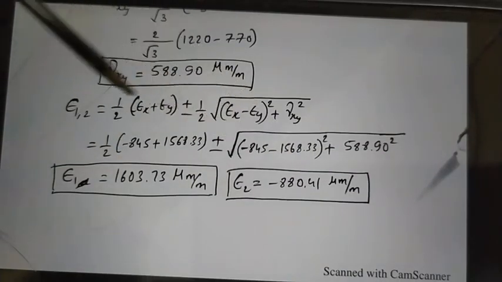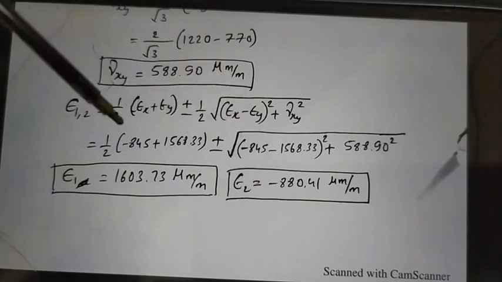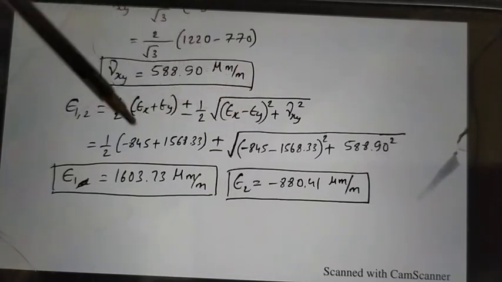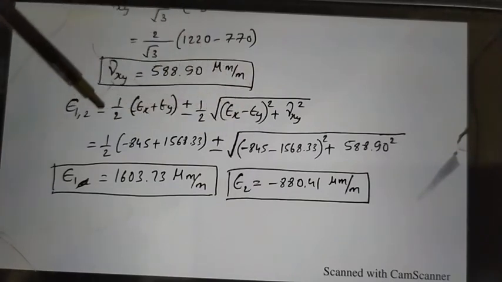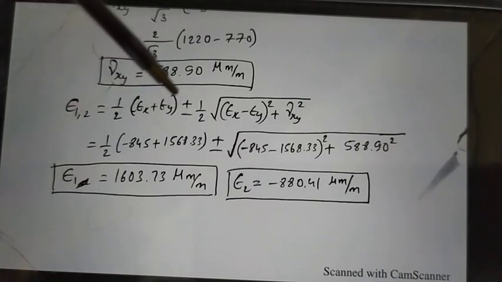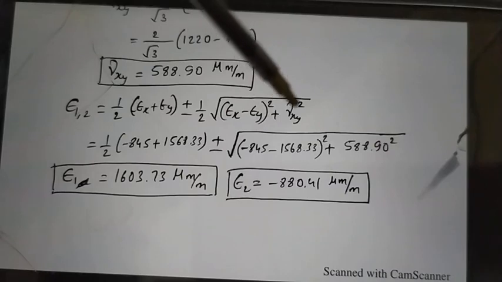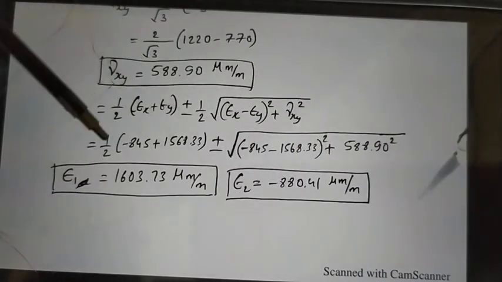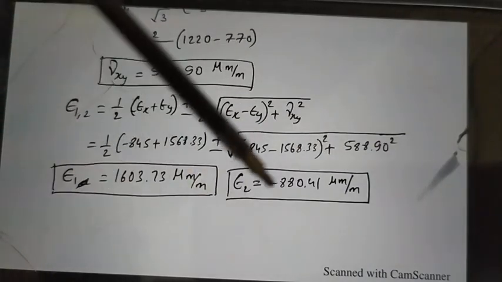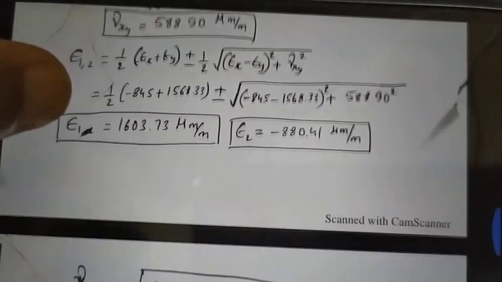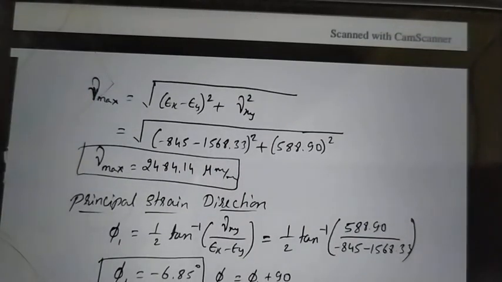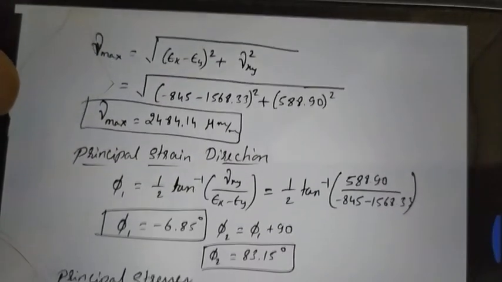This is a common equation. You can generally remember this equation: half of epsilon x plus epsilon y, plus or minus 1 by 2 into root of epsilon x minus epsilon y whole square plus gamma xy square. If you substitute the values, you will get the epsilon 1 and epsilon 2 values, that is the principal strains. Similarly, gamma max can be determined by this equation: root of epsilon x minus epsilon y whole square plus gamma xy square. You will get the gamma max.